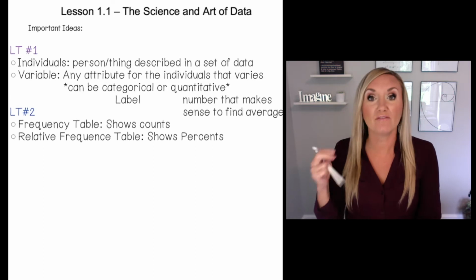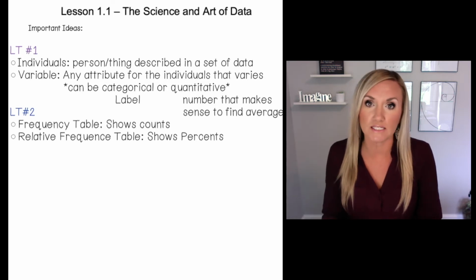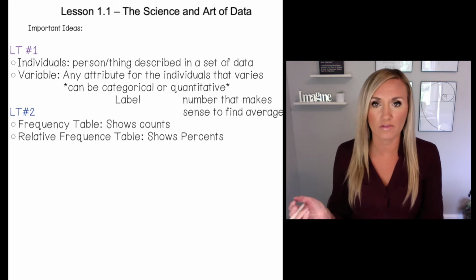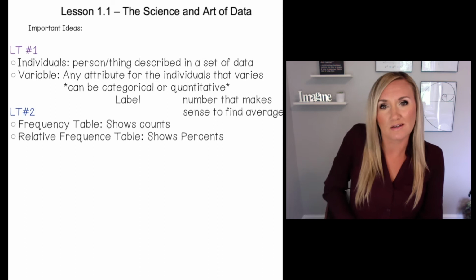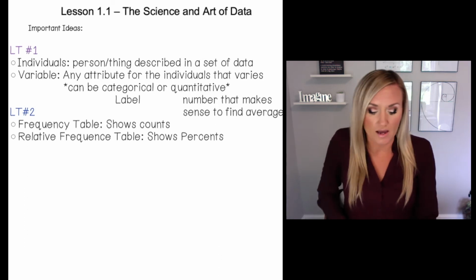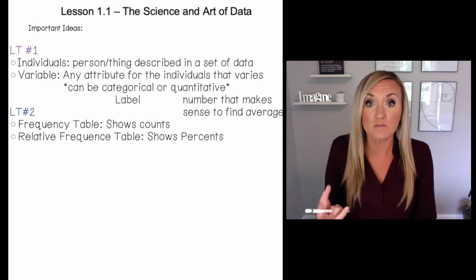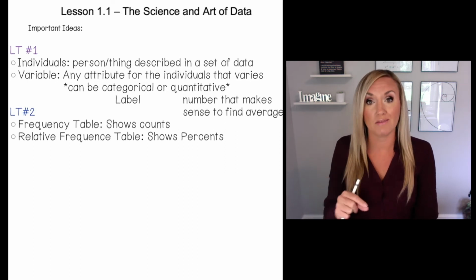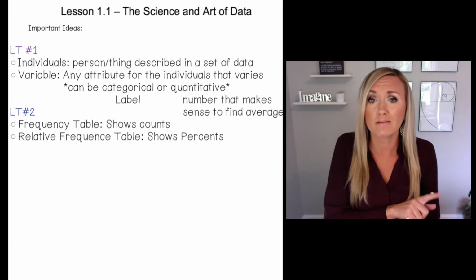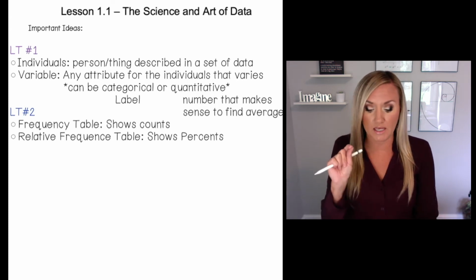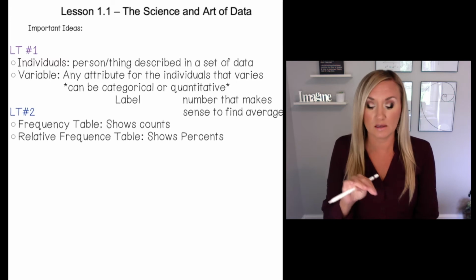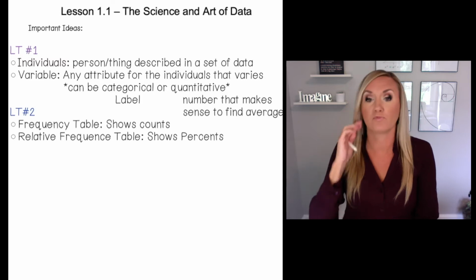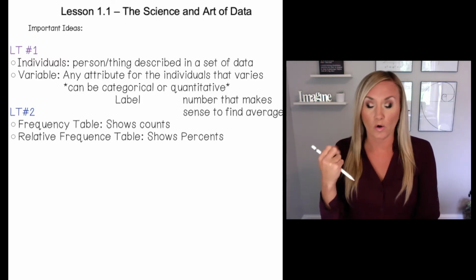All right, so we have two really big important ideas. I did an LT, like a learning target. I don't really know what I want to call them because they're a little bit different. But anyways, I want you to know that individuals are a person or they're things that are described in that data set, which is different than a variable. A variable could be anything that is attached to the individuals. So, for instance, categorical or quantitative.